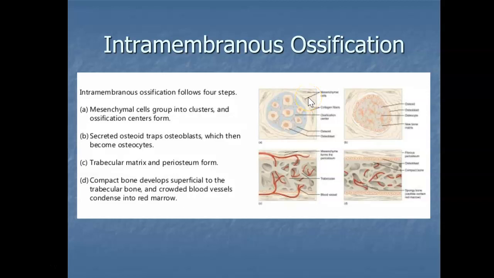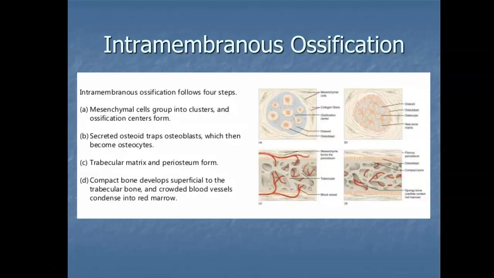These ossification centers are going to contain osteoblasts. Those osteoblasts are going to secrete matrix and surround themselves with collagen fibers, becoming osteocytes. And when that osteocyte then forms, it is going to start creating the trabeculae. So basically a spongy bone network.